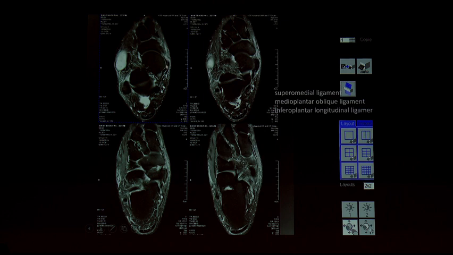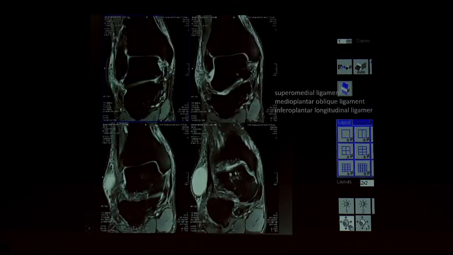This structure is very much essential. This is nothing but the superomedial band of the spring ligament. Whenever there is an injury, it will become bright signal. Always we have to carefully look at it.